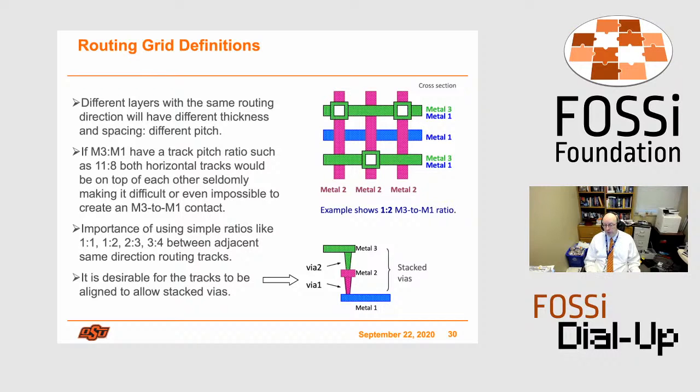It's also desirable to have the tracks aligned, and that allows stacked vias. Stacked vias are connections between different metals above each other. If you've ever used SCMOS rules, some of those rules, especially for the higher level feature sizes, don't have stacked vias, and it makes it more congested because you have to put the vias next to each other, and you have to create room for those vias. So we try to promote that within our Stine cell library.